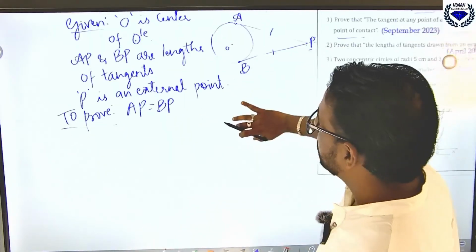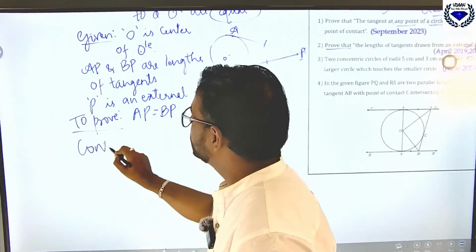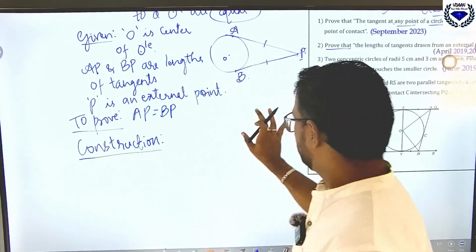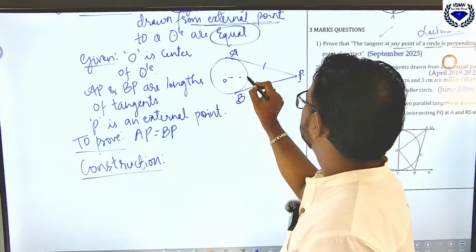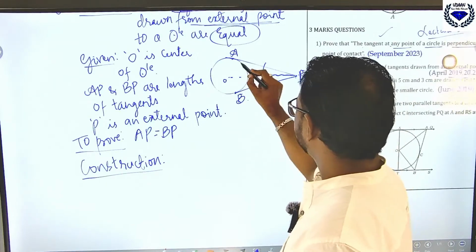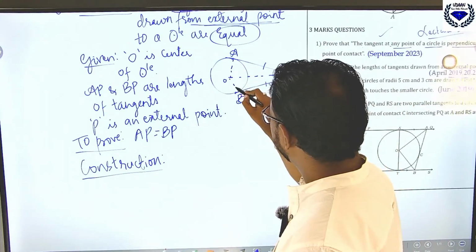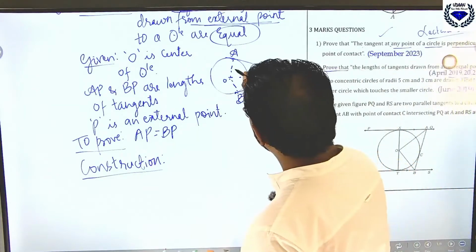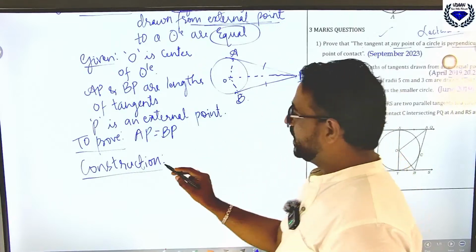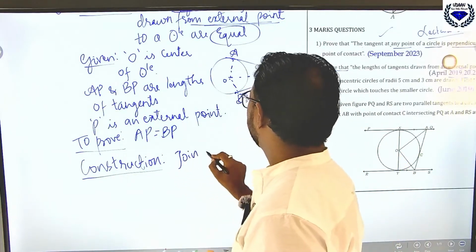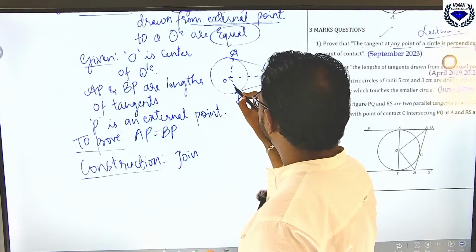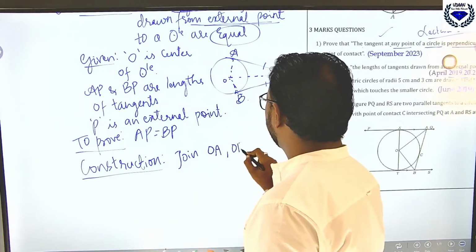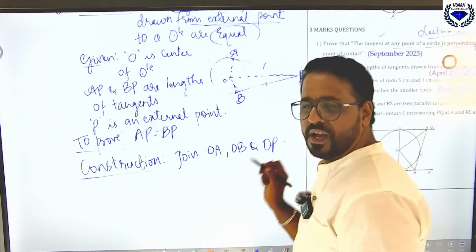So coming to the construction part now. Always you should draw construction with the dotted line. Remember, always draw construction with the dotted line. So use the dotted line here. What did I do with the dotted line here? I just joined OA, OP and OB. So this is the construction. In the construction you can write: join OA, OB and OP. You should join all this.